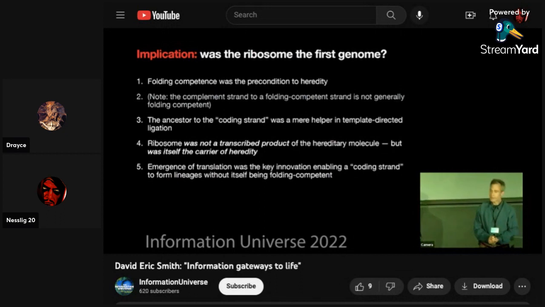We can ask, was the ribosome actually the first conveyor of lineages, the first thing that we would think of as a genome? We know that folding competence is a precondition to anything because you have to survive and not get dissolved. We know that if you have a strand that's folding competent, its dual strand is not generally folding competent, which means that that's going to be transient and gone. So the ancestor of the coding strand today has no status in this early world because it's not folding competent. The ribosome thus was not what it is today, a transcribed copy of a hereditary signal. Rather, it was the carrier of heredity. And the only thing that allowed its complement strand to ever become what we think of as the coding part of the genome was, in fact, the emergence of translation that was not created by that genome.